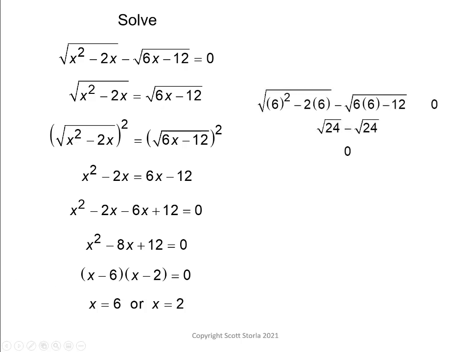I check 6, looks good. I check 2, it also looks good. So both my values are solutions. Well, that concludes this video where we've begun solving square root equations that have unlike terms.